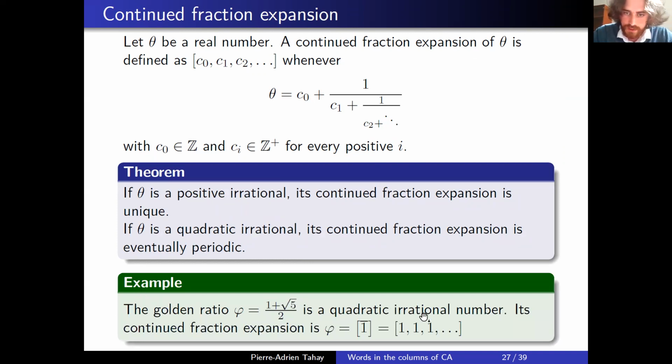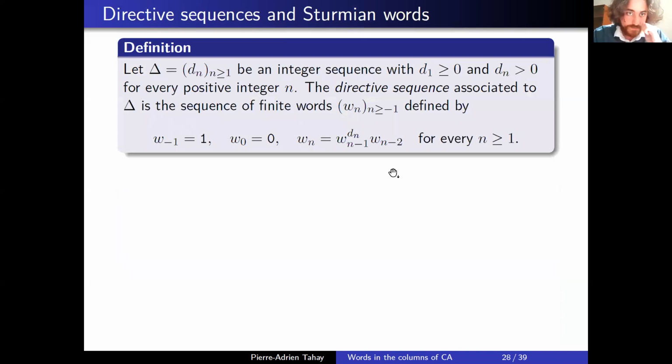For example, the golden ratio is a quadratic irrational number, and its continued fraction expansion has all the coefficients equal to one. And now I define the directive sequence. When you have a sequence of integers, the directive sequence associated to this sequence is a sequence of finite words defined recursively by w minus 1 equals 1, w0 equals 0, and wn equals wn minus 1 to the power of dn. The power is just the concatenation of wn minus 1, dn times, and we concatenate the word wn minus 2 at the end.